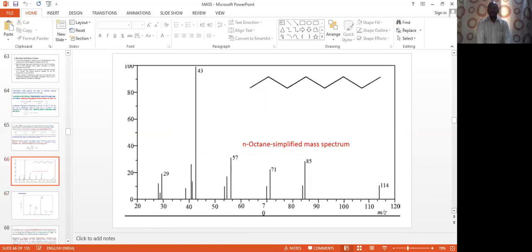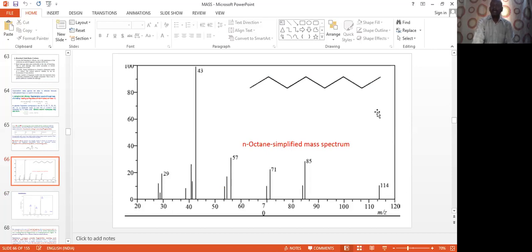So this is the simplified example of a mass spectrum of a straight chain alkane. So you can see the cluster of peaks, the M by Z values. This is a molecular ion peak at the end of the spectrum. You can calculate it if you want, octane. So that will be the molecular ion peak, you have that at the end of the spectrum.